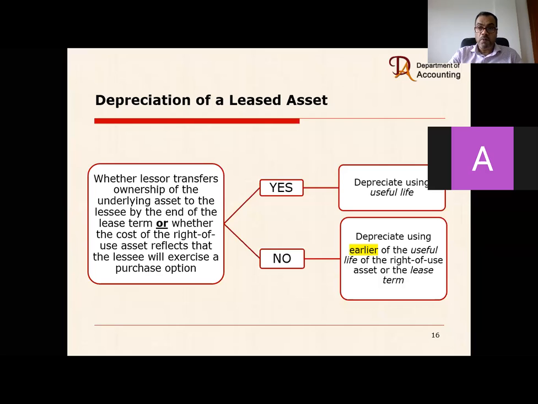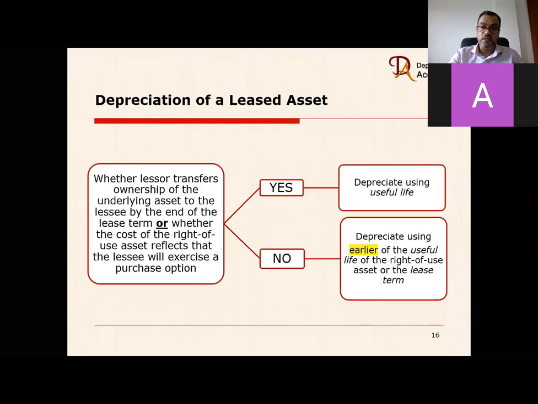But the problem arises if the ownership is not going to be transferred to lessee. The same example, lease term 4, useful life 5, ownership will not be transferred. If the ownership is not transferred, even though the useful life is 5 years, the asset will not be with us for 5 years. It will be with us only for 4 years, so that we have to return the asset after 4 years. Therefore, it is not logical for us to depreciate based on the useful life. Then take the lease term.